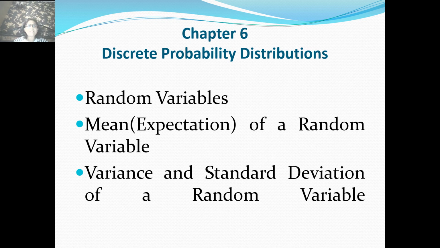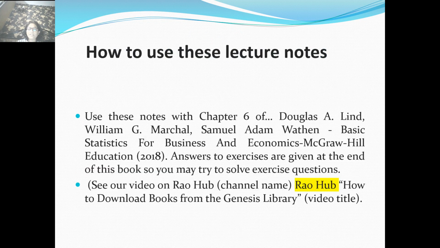So today we are going to start the topic of discrete probability distributions. The reason I have mentioned here chapter number 6, I'll show you in the next slide, is to show which book chapter 6 we are going to cover in today's lecture. So we will be discussing the concept of a random variable, mean or expectation of a random variable, and then variance and standard deviation of a random variable. So these are the basic concepts that we are going to cover in today's lecture.